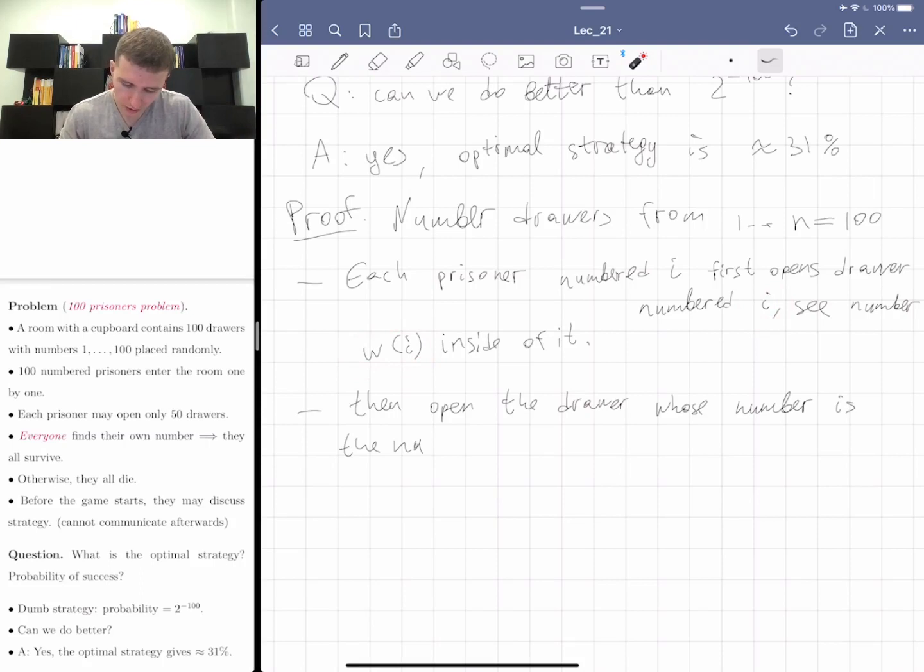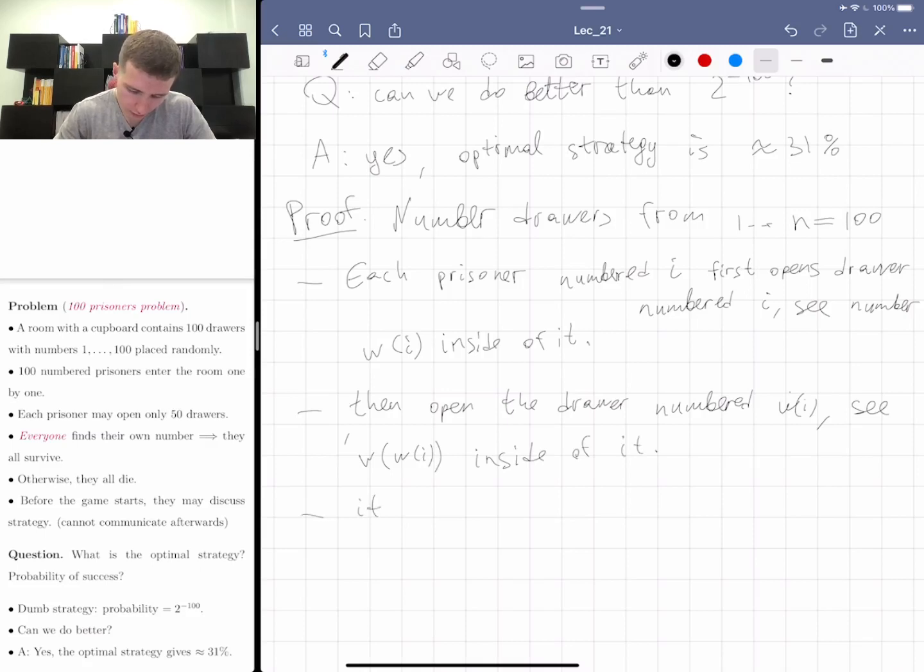The next step is to open the drawer numbered w of i. Once you open the drawer, you see w of w of i inside of it, and iterate. So just keep going, keep applying this operation. Whenever you open a drawer, you see a number, and then you open the drawer with that number.